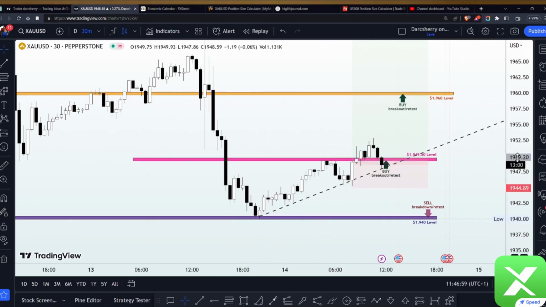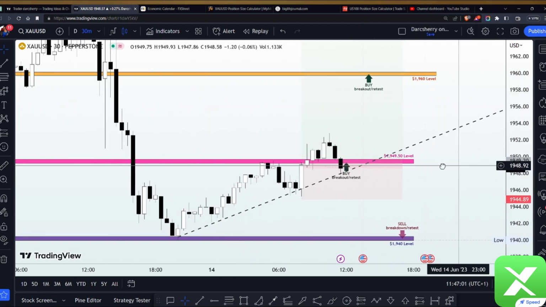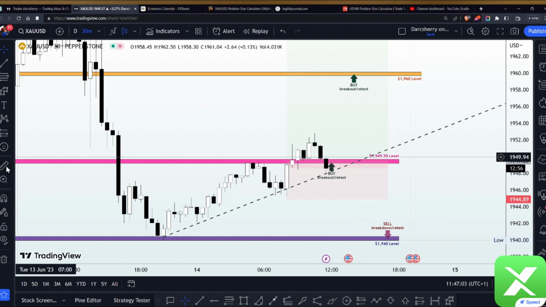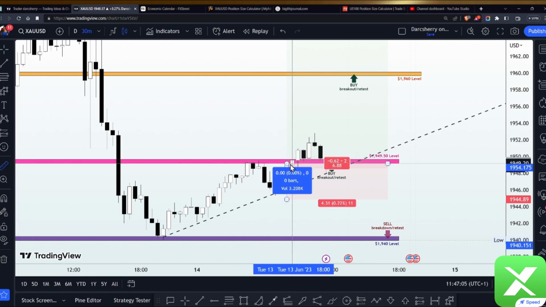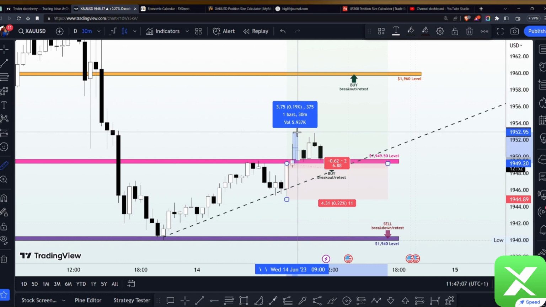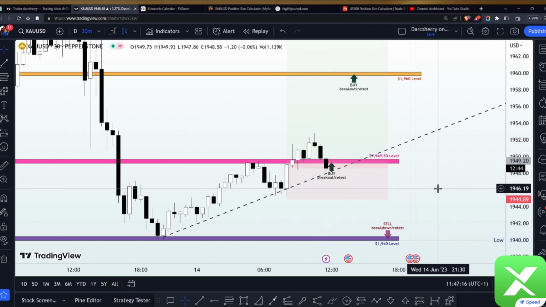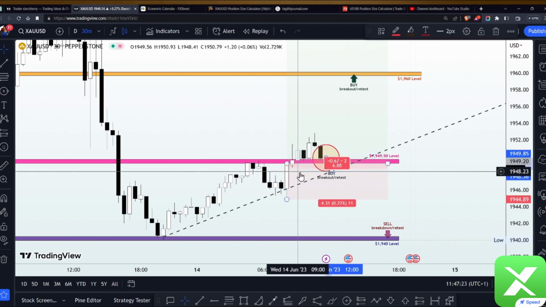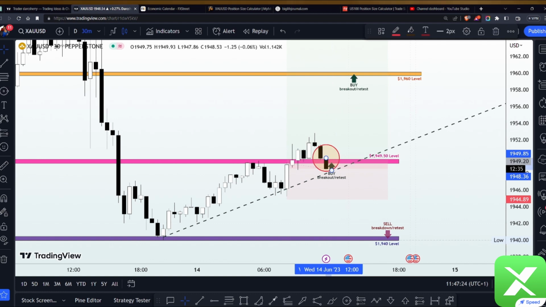So at the breakout of the $1,949.50 level, I had a buy position initially before the live session began, and price action moved about 37 pips in my favor. I moved my stop loss to my entry point, and I was taken out at break even at this current point. So I'm going to be placing a buy stop order again above the 1949, hoping that price action will break out of that structure to continue the momentum to the upside. So I'm still looking forward to more opportunities to buy this.